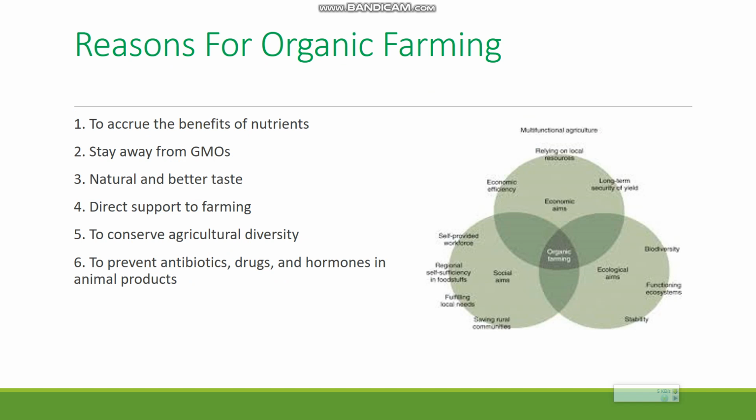Now, look at this picture. Reasons for organic farming. Now, the first one is to accrue the benefits of nutrients. The second one, stay away from GMOs. The third one is natural and better taste. The fourth one is direct support to farming, to conserve agricultural diversity, and the last one is to prevent antibiotics, drugs, and hormones in animal products.